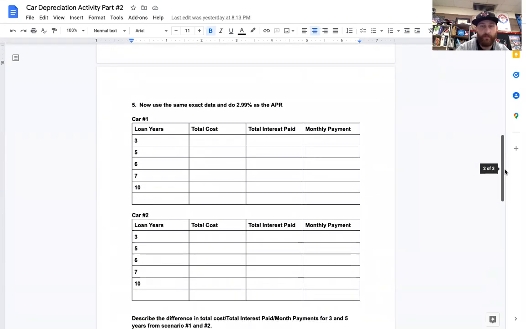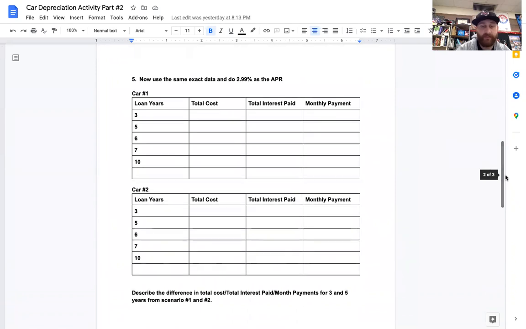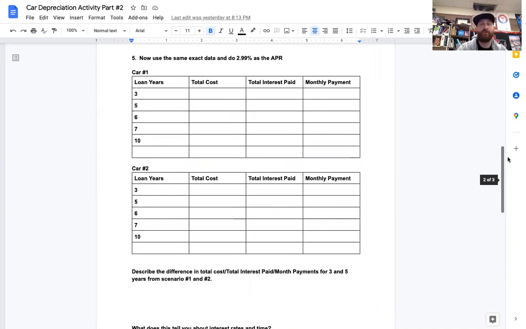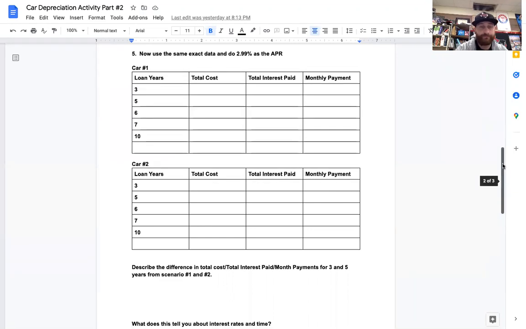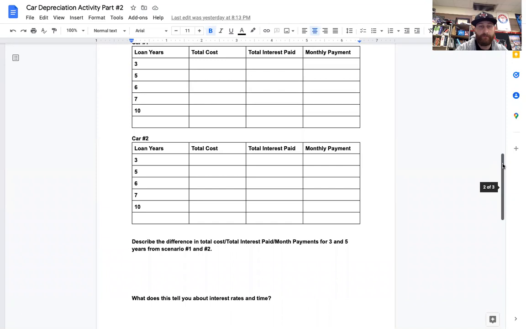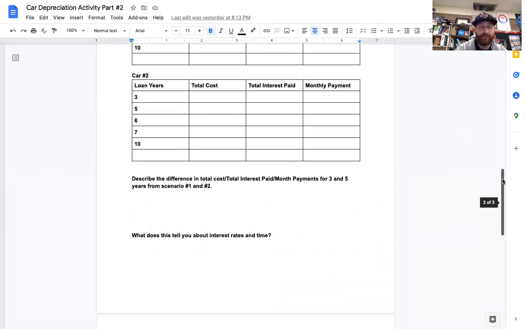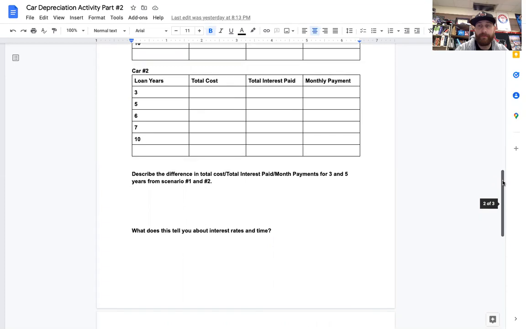And then what I'm going to get you guys to do on the back, a lot of you guys hadn't got this far yet, is I'm not going to make you fill out the whole chart if you don't want to. Just pick 1 or 2 loans back here, fill out the chart using the same calculator, but you're going to change it to 2.99. And then you're going to explain what you noticed from when it's 5.99 or 5.25, and then when it changes to 2.99. You don't have to do every number here. And then, what does this tell you about interest rates and time? Just describe what's happening on that.